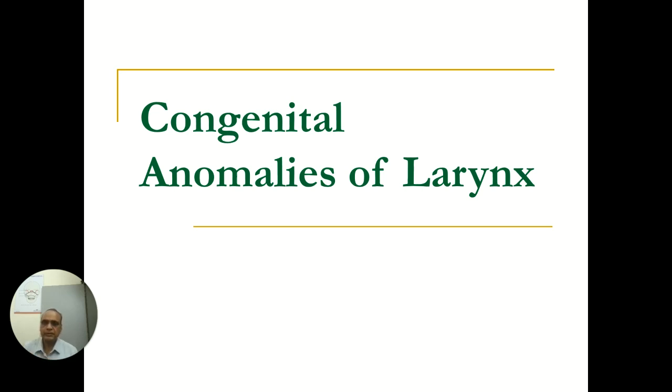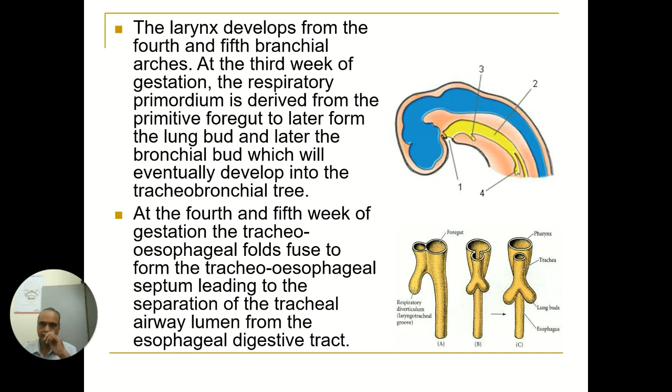We'd like to start a topic by name with title Congenital Anomalies of the Larynx. Under this heading, we can see the embryology of the development of the respiratory tract, which includes your larynx and also tracheobronchial tree. The larynx develops from the fourth and fifth branchial arches.